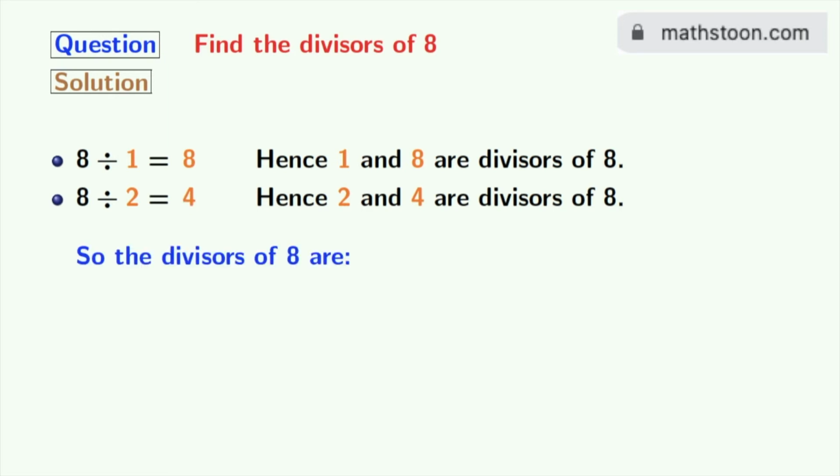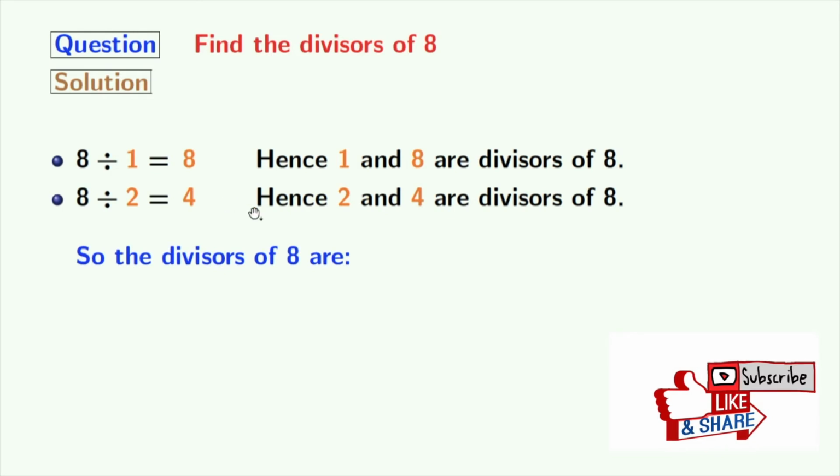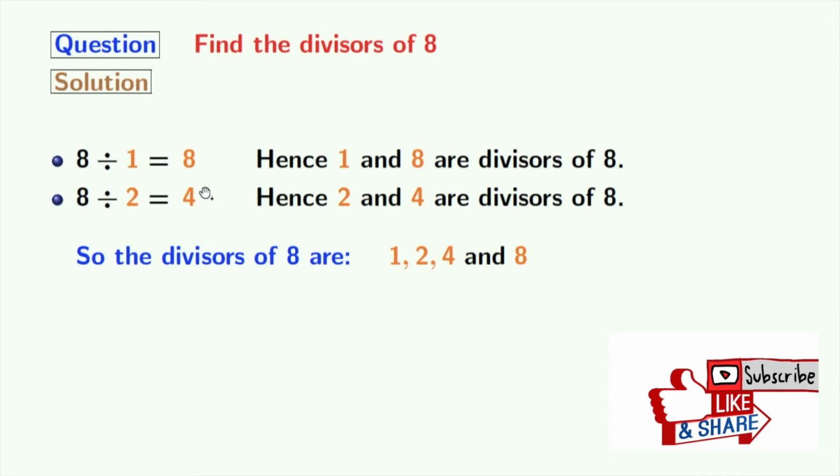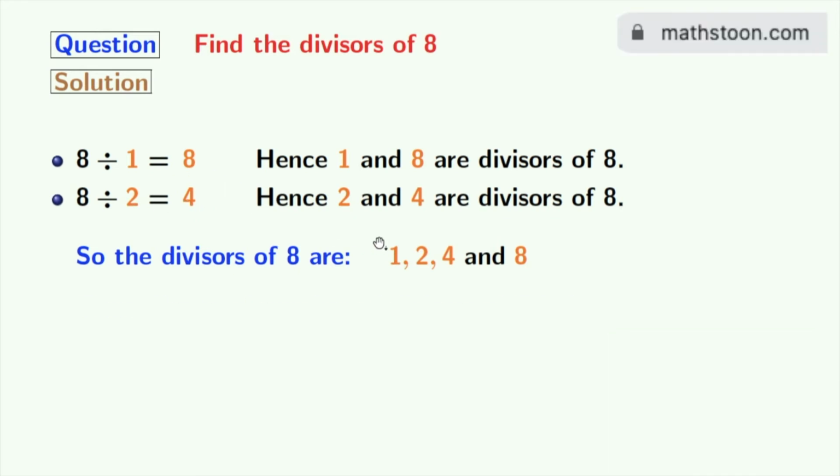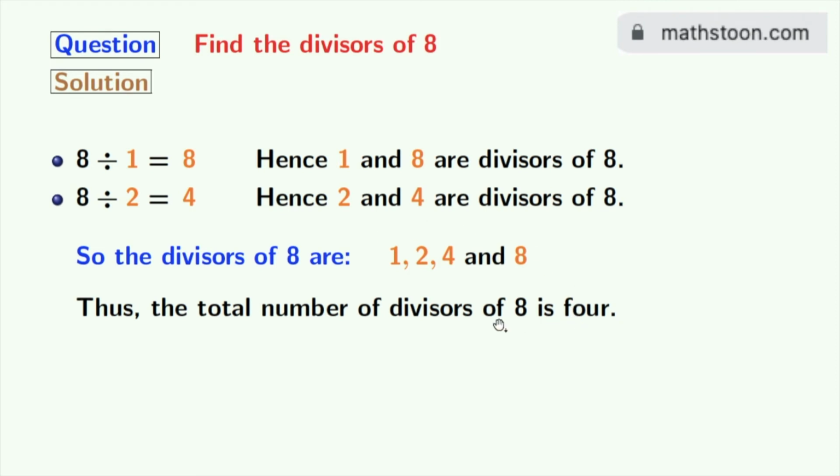Now look that we have all the divisors of 8, which are the orange ones. Those are 1, 2, 4 and 8. So the total number of divisors of 8 is 4.